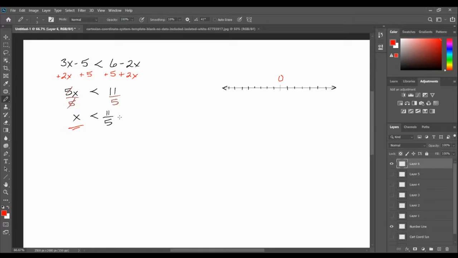11/5 is equal to 2 1/5. And I like to deal with mixed numbers when I'm on the number line. It just allows me to know where to put the dot. So come over, 2 1/5 is going to be right about there. There's my dot. Okay, my 11/5.